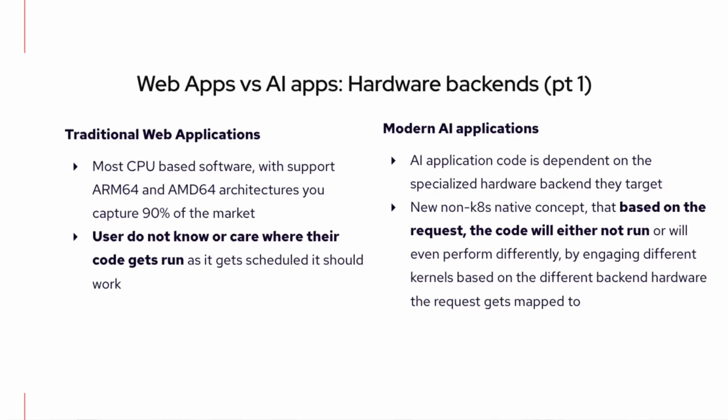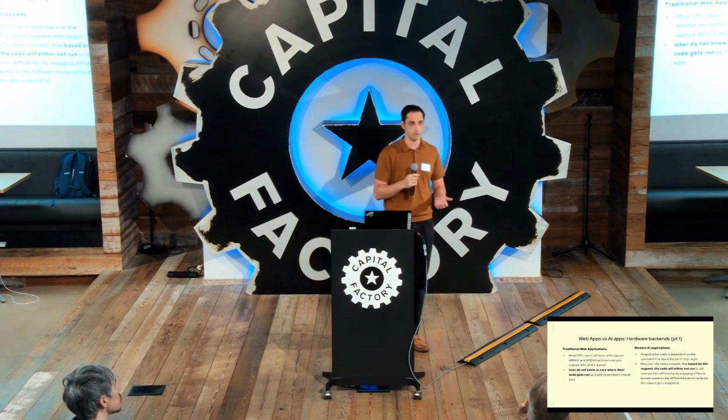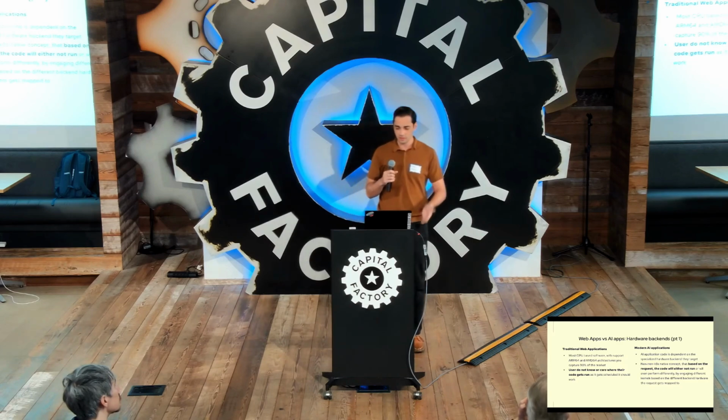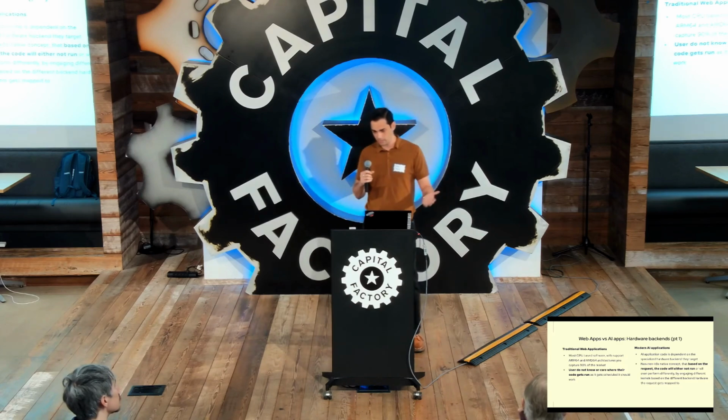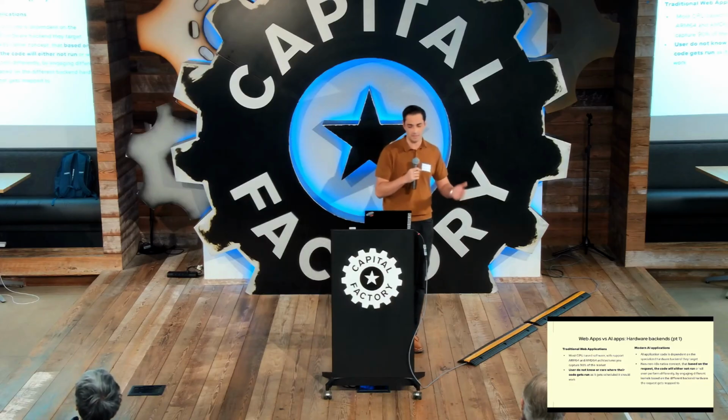The next way in which these application profiles differ is in terms of the hardware backends that they target. Imagine that you're building a CPU-based application. You could build ARM64, AMD64 containers. The truth is you really don't care. As long as your workload gets scheduled, your source code will function the same on both. This is not the case for AI applications, as I'm sure many of you know, that the source code that you write is usually very highly coupled to the backend that you're targeting.